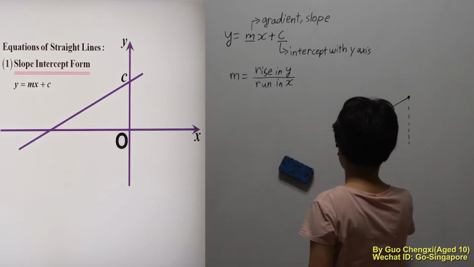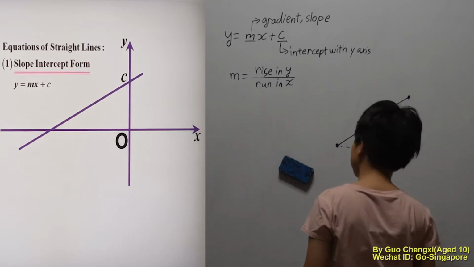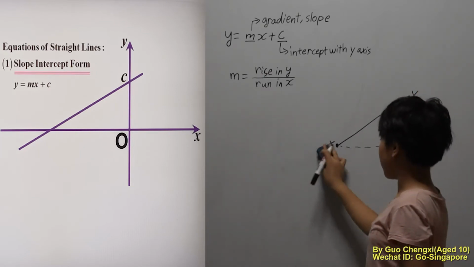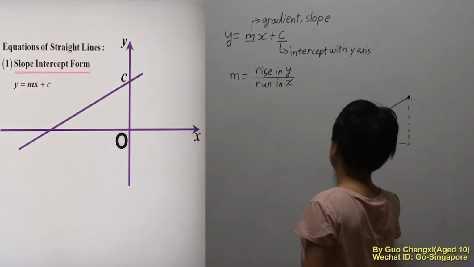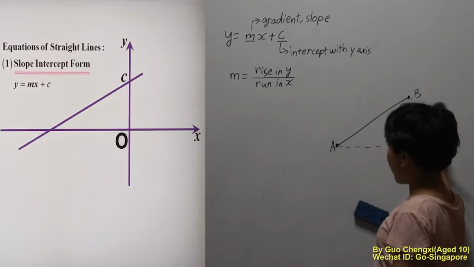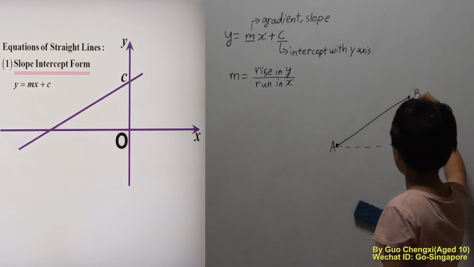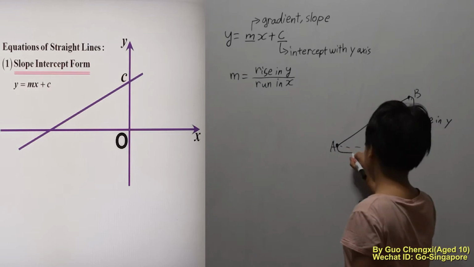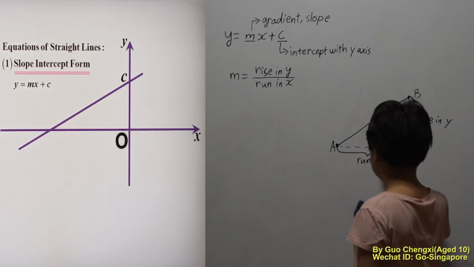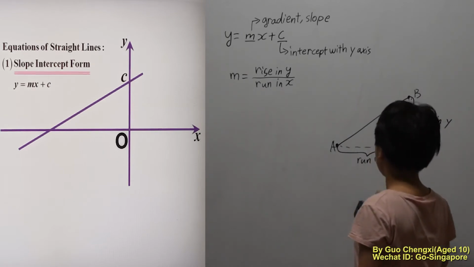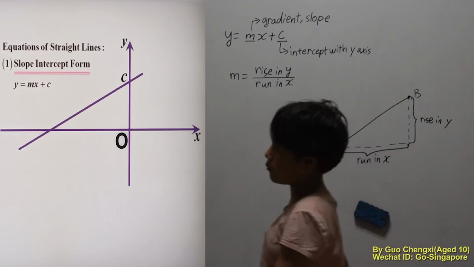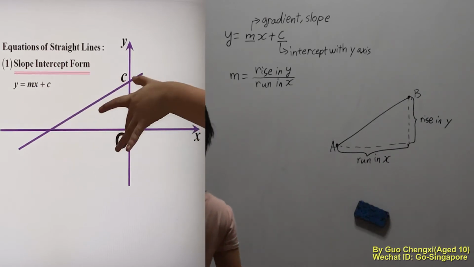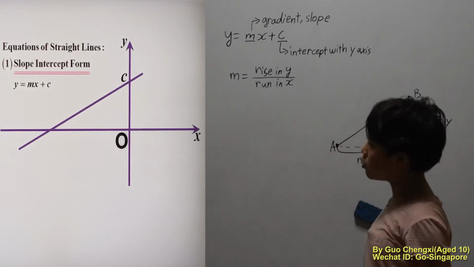Over here, we're not going to talk about triangles, but these two, name this x and name this y. Actually, I should change the name in case you get confused: A and B. So what is the rise in y? The rise in y is basically this. And what is the run in x? This is basically the run in x. So then you can just draw this part down. If these two are the points, you can find the run in x and the rise in y. Okay? Alright, so I'll show you how to do this.